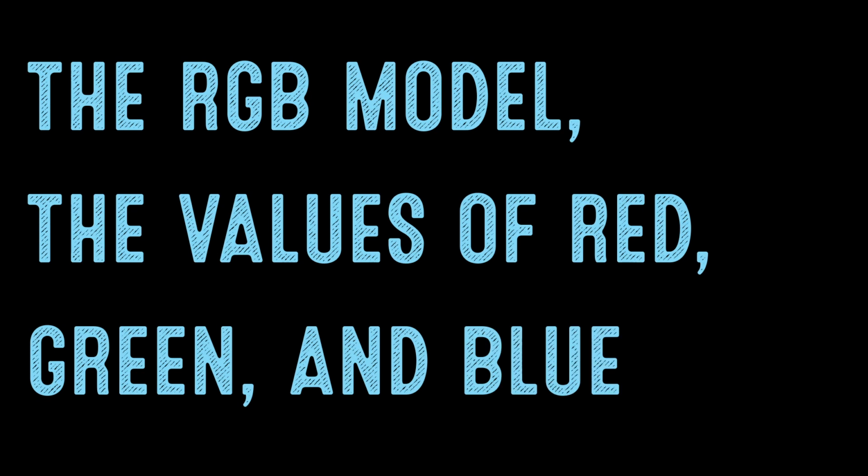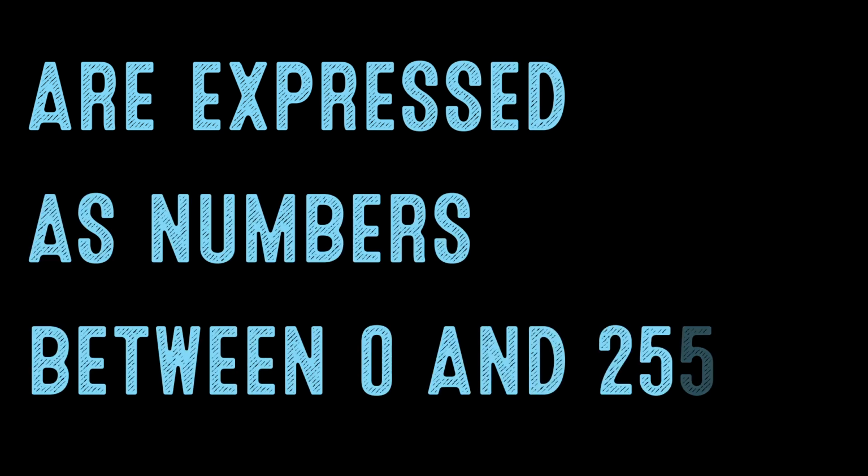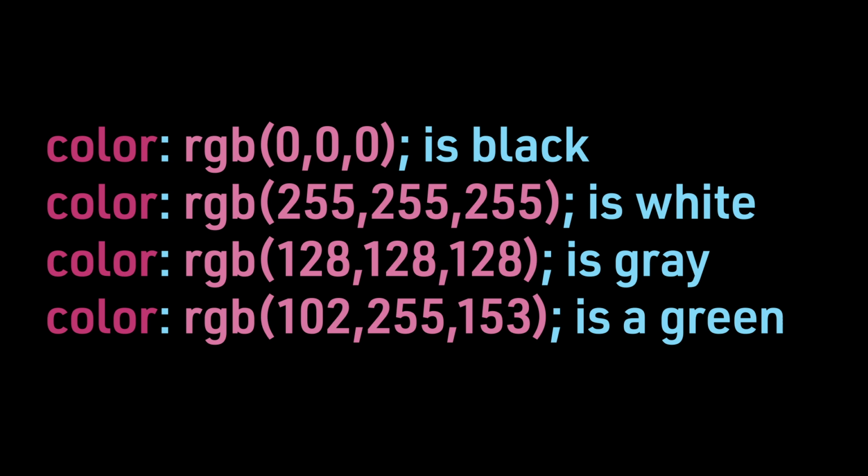In practice with the RGB model, the values of red, green, and blue are expressed as numbers between 0 and 255. So, RGB 0, 0, 0 is black, RGB 255, 255, 255 is white, RGB 128, 128, 128 is a gray, and RGB 102, 255, 153 is a green.